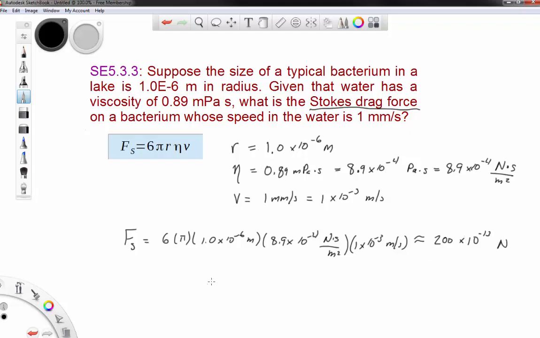So basically this is saying that the Stokes force is about 2 times 10 to the minus 11 newtons, which makes sense because we're talking again about a bacterium. Bacteria don't really weigh very much either. So basically this thing might be falling, but it's going to fall fairly slowly through the water.